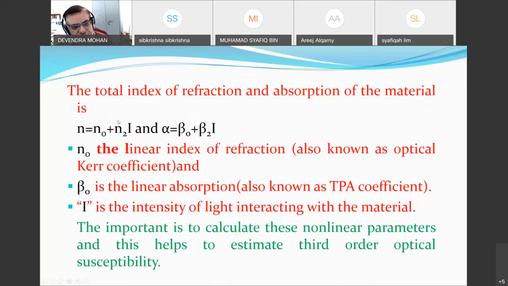What parameters do we want to calculate? We want to calculate n2. The linear refractive index we can calculate with an Abbe refractometer or any other technique. Similarly, the linear absorption coefficient we can calculate with ordinary techniques. But how to calculate beta2? How to calculate n2? These are the challenges.